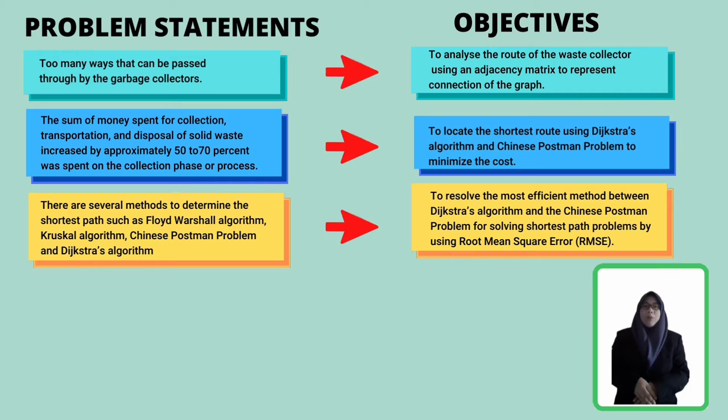Third, there are several methods to determine the shorter path such as Floyd Warshall algorithm, Kruskal algorithm, Chinese Postman problem and Dijkstra algorithm. Objective. First, to analyze the route of the waste collectors using an adjacency matrix to represent connection in the graph. Second, to locate the shortest route using Dijkstra algorithm and Chinese Postman problem to minimize the cost. Third, to determine the most efficient method between Dijkstra algorithm and Chinese Postman problem for solving shortest path problem by using root mean square error.